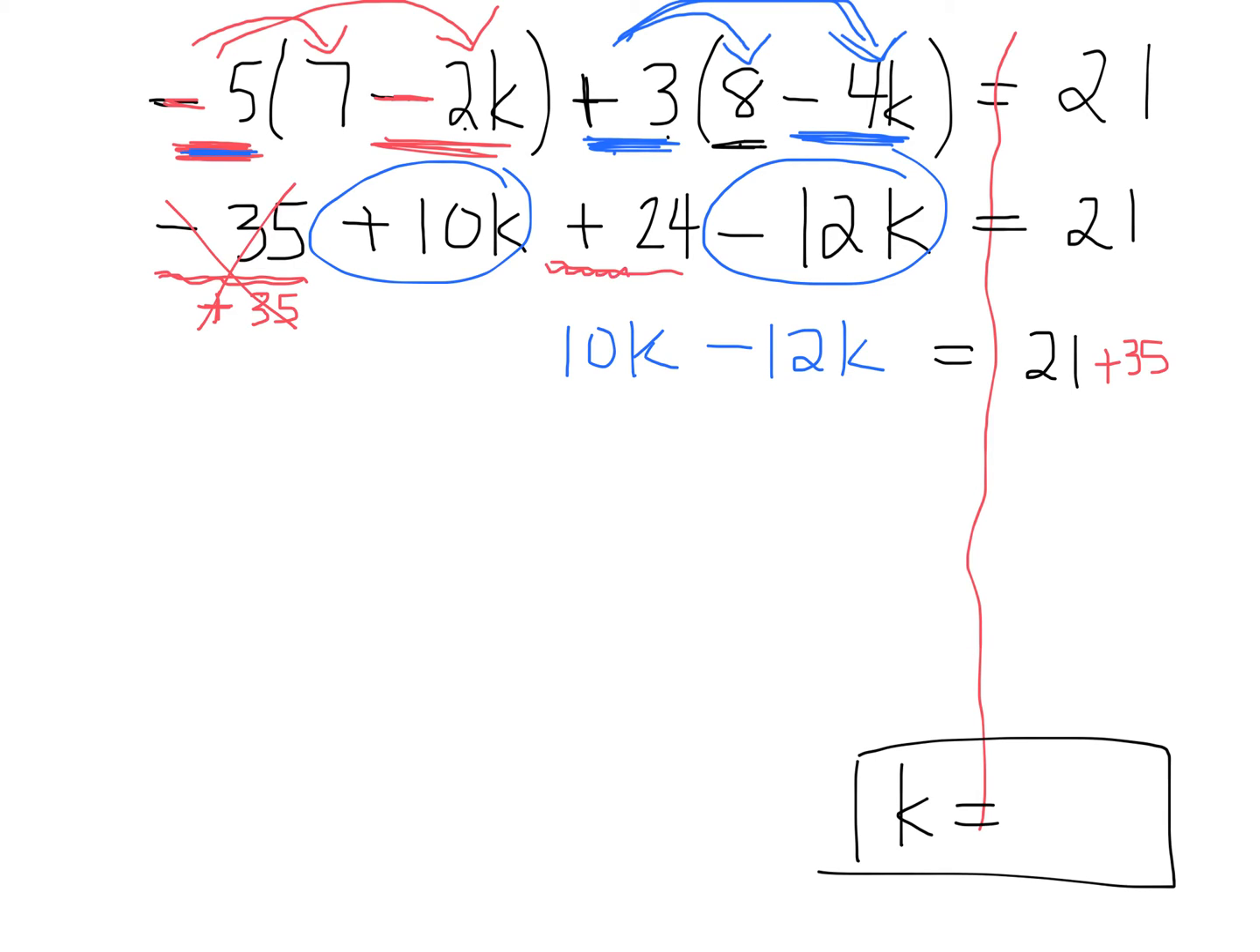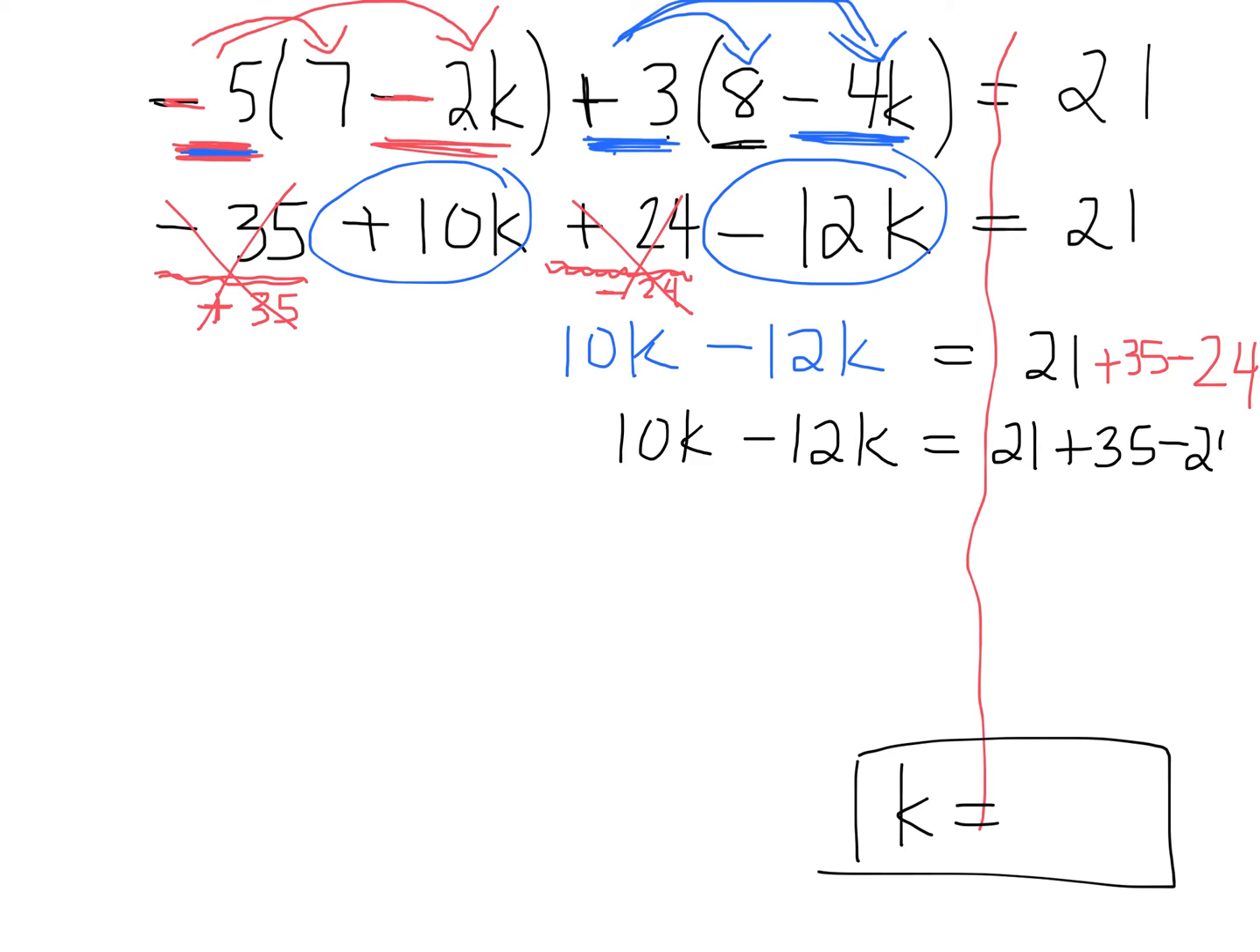I also have this plus 24 on the left side, but again, I don't want my constant terms on the left side. I want to put them all on the right side. So how would I get rid of plus 24? Subtract 24. So what do I have to do on the right side? Subtract 24. Okay, so we have 10k minus 12k, and we have 21 plus 35, take away 24. Now what? Easy part. Now what do we do?